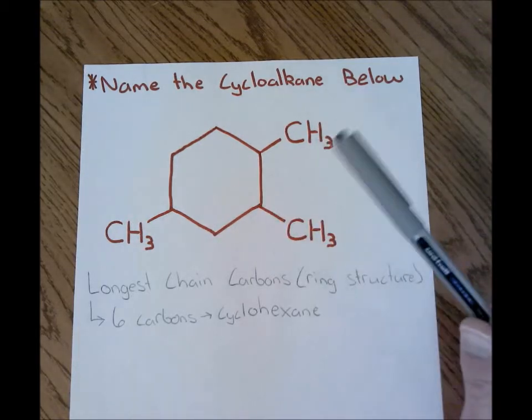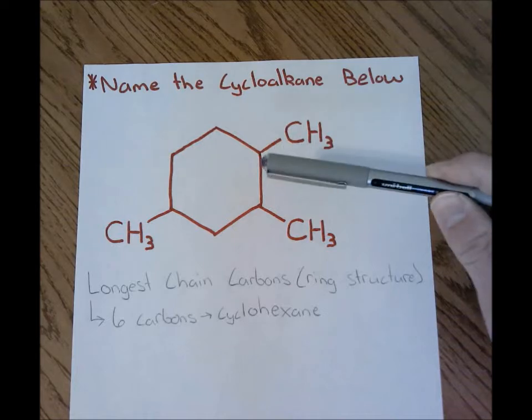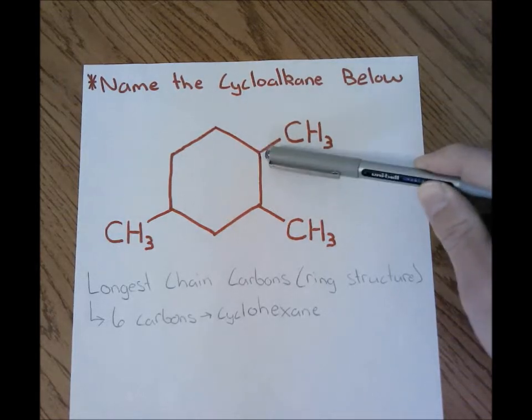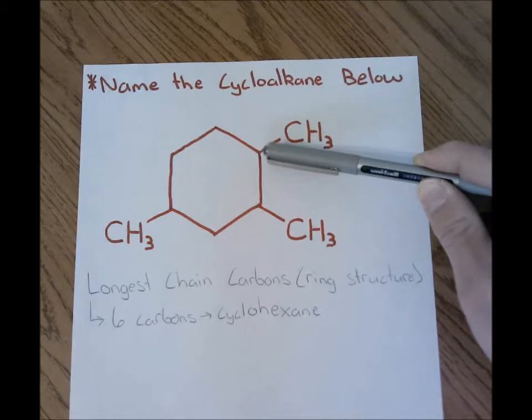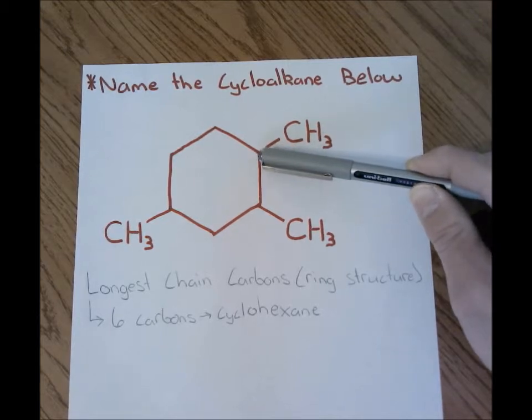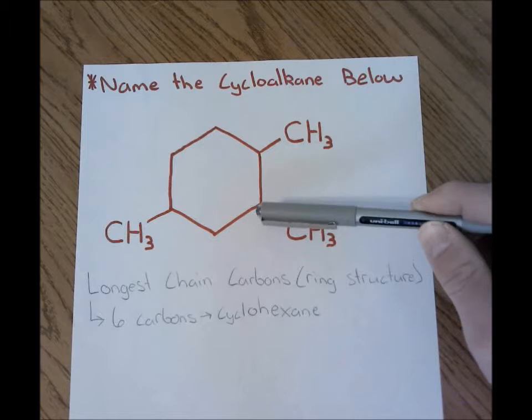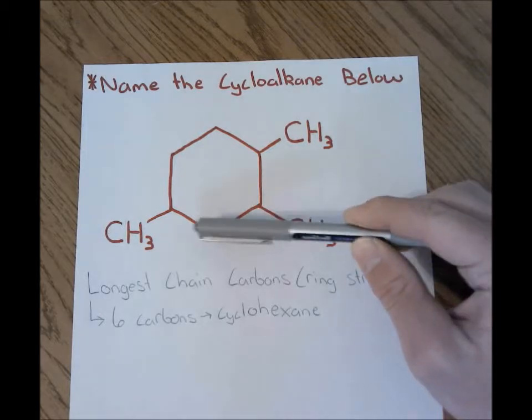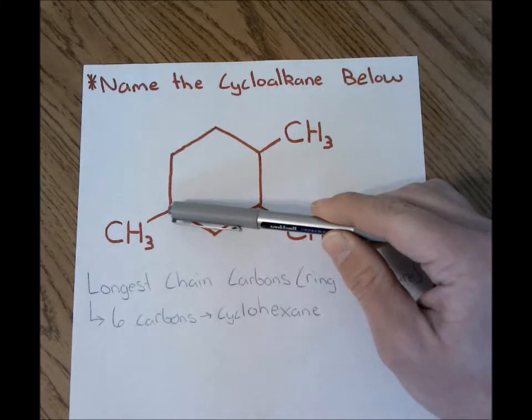And so if this is carbon 1, my next group occurs at carbon 2. And then I have carbon 3. My third and final group occurs at carbon 4. So keep the numbers 1, 2, and 4 in mind. And then I'd have carbon 5 and carbon 6.